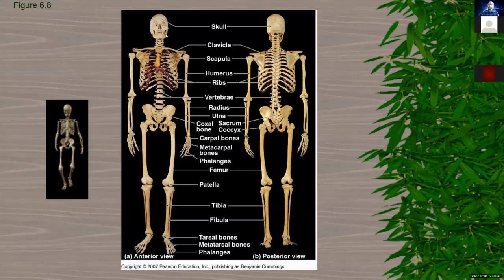We have the skull. This houses our brain. The skull is made of lots of smaller bones that are held together by cartilage, which we'll talk about in a few slides from here. The skull, if you go down a little bit further, is attached to the body via the vertebral column or the spinal column.